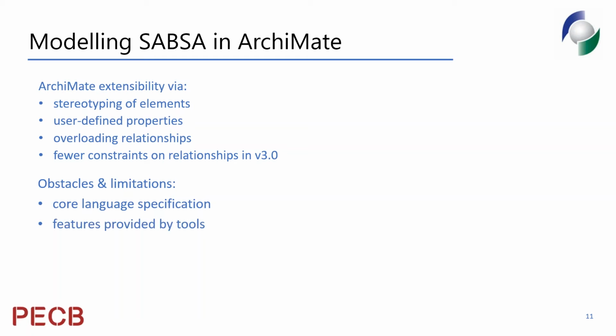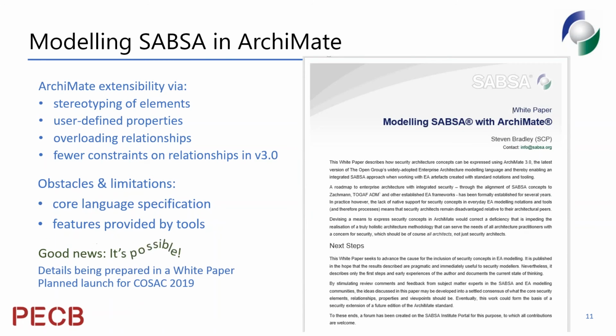Again, the obstacles we have to come up with are basically the core language specification. When we're trying to document our security concepts in ArchiMate, we make it a commitment that we're not going to actually break the specification, we're going to work within it. And then once you've got the notations sorted out, you have to make sure you can live within features that are provided by tools to make it easy to work with and not add extra workload. But the good news is that for the majority of cases, it does look possible.